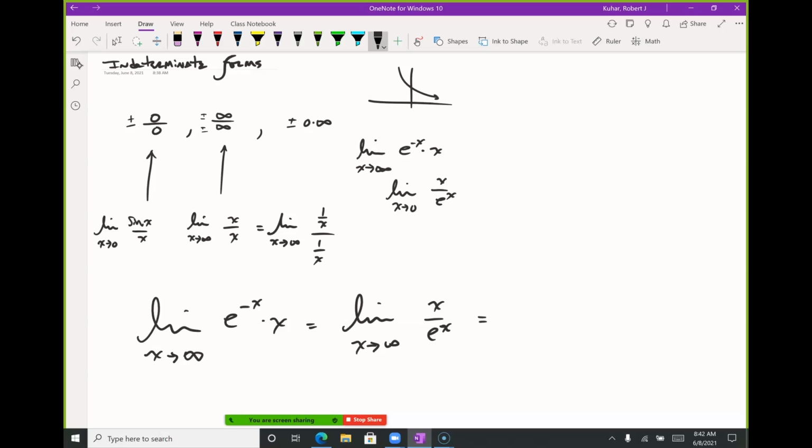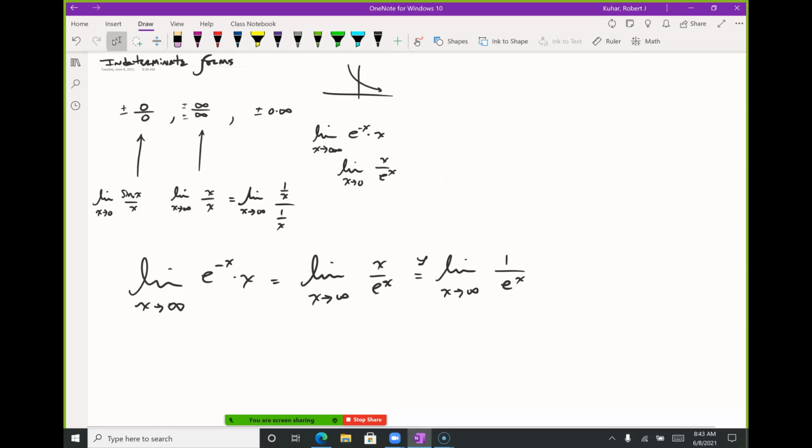And so now I'm ready for L'Hopital's rule right here, right? I'm doing the limit as x goes to infinity. Derivative of x is 1. Derivative of e to the x is e to the x. And then where does this particular function go? It goes to zero. Right? So it's 1 over infinity, which is zero now.